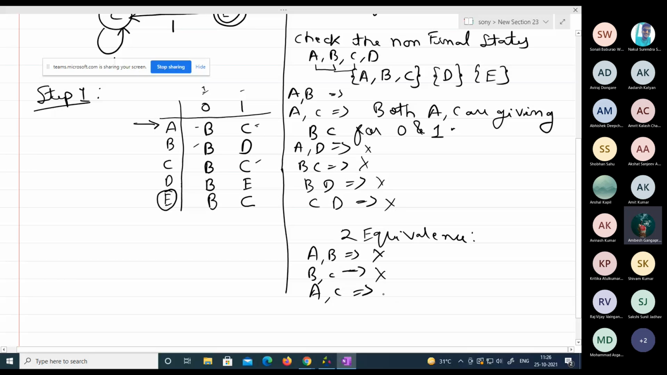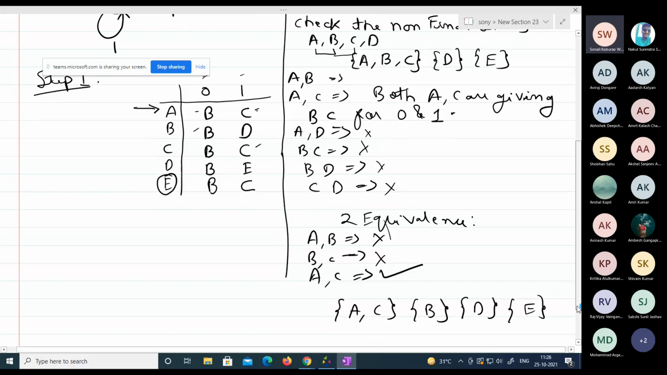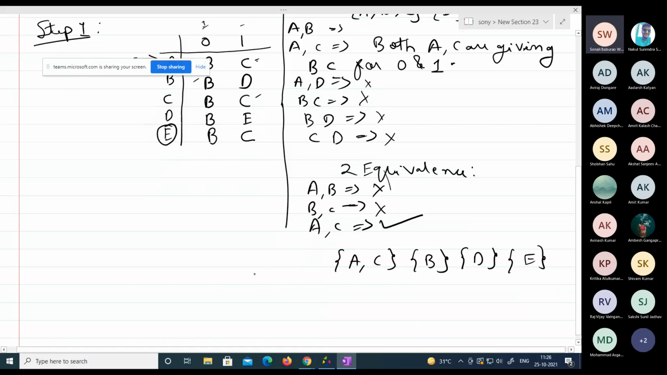Yes, ma'am. So what do we have to do here? It means I can include AC in one set, right? So I will create one more set and include AC here. I will put B in a separate set, D in a separate set, and E also, which is my final state, that's why it is in a separate group or separate set.